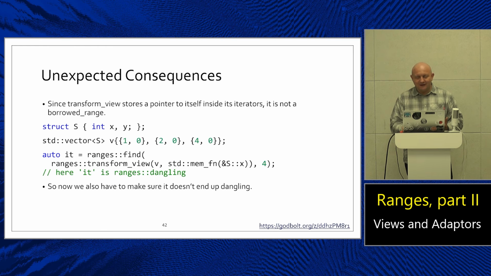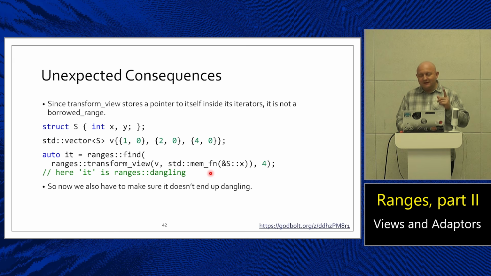And of course, here is the unexpected consequence. Because transform view stores a pointer to itself inside its iterator, it no longer models borrowed range. The iterator doesn't stand on its own. It always refers back to the view object, and as a result, once the view is destroyed, like in this case, this iterator is ranges::dangling. And all iterators obtained from a single view immediately become invalid as soon as the view becomes invalid.